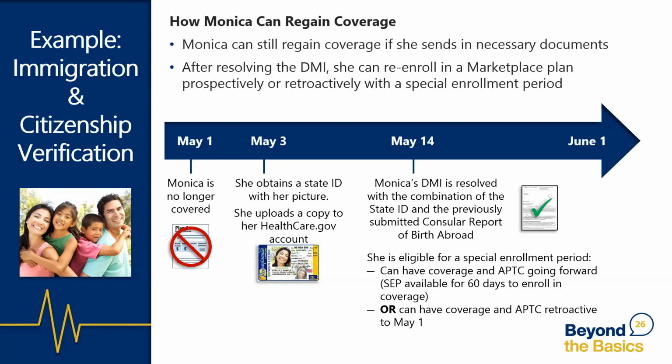Monica's DMI is resolved on May 14th because now she has the combination of something that proves her citizenship and something that proves her identity. And now she's eligible for a special enrollment period, and she can have coverage in APTC going forward. The SEP is available for 60 days to enroll in this coverage.